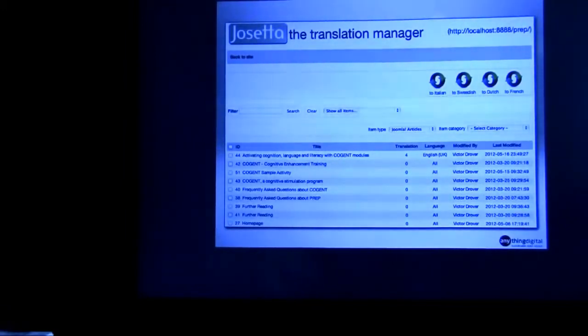Okay? So obviously, in this case, we have articles listed. You can see you can select the article type. You can see the item type is Joomla articles, and these are your articles that we've translated. The available languages are on the top, and you can see we can translate one of these articles to either Italian or Swedish or whatever we have installed. You can change this, of course, and bring it down and look at any of the item types you have that are compatible.